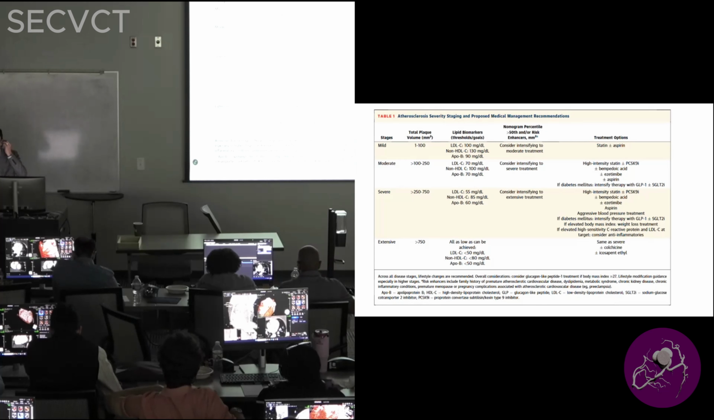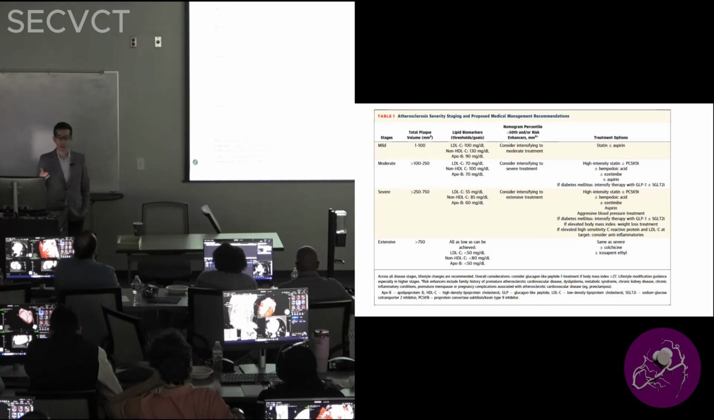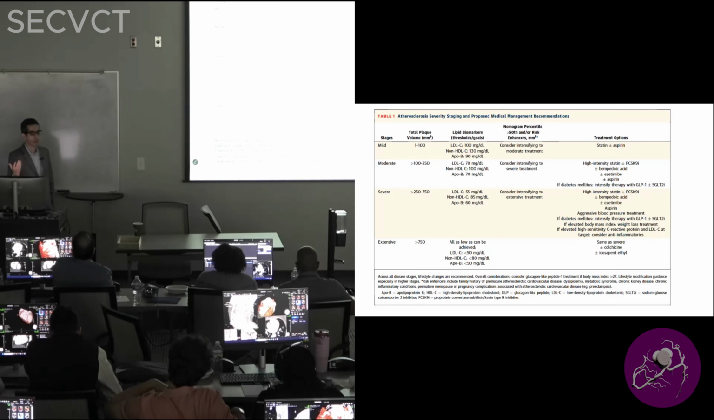Anyway, I'm going to show two cases, but I think this is worth just pointing out the plaque analysis. Can you hear me still? So the plaque analysis, I know there's a lot of data, but for us as imagers in the room, we try to help the ordering cardiologists. I think about 80% today are cardiologists by training. So what to do with the plaque analysis?